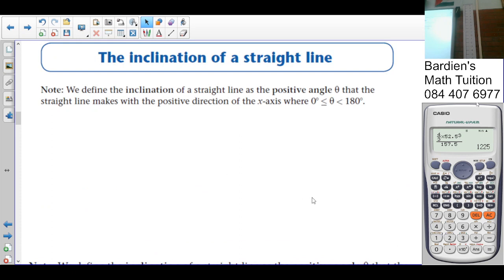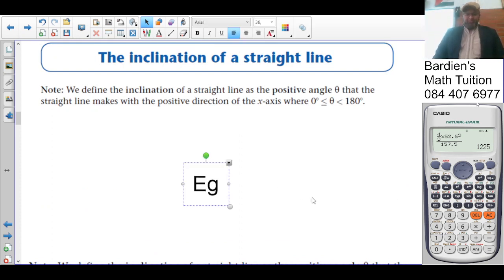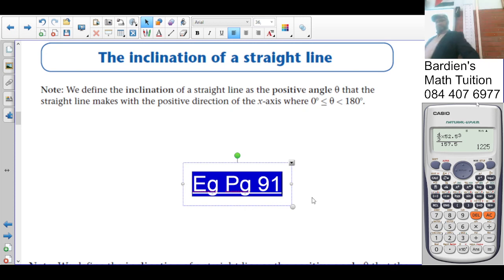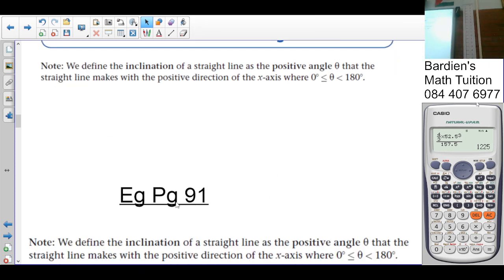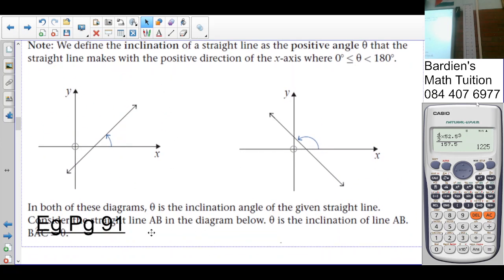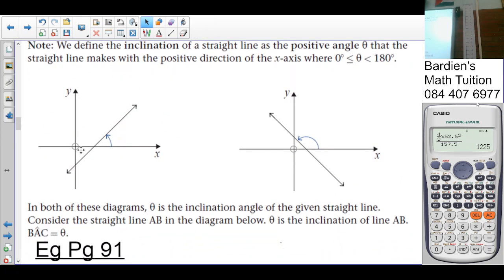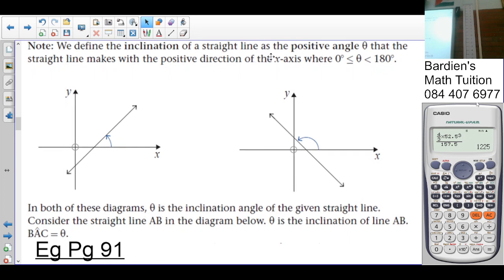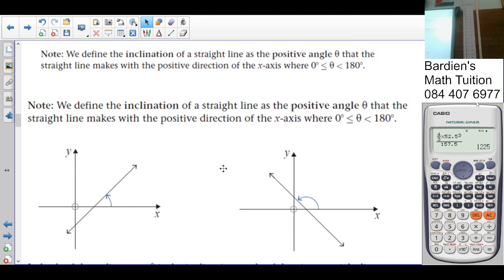People, which page are we on now? The first example of this is on page 91. Okay, so then we are told, and it's important to make a note of this here, we define the inclination of the straight line as a positive angle.